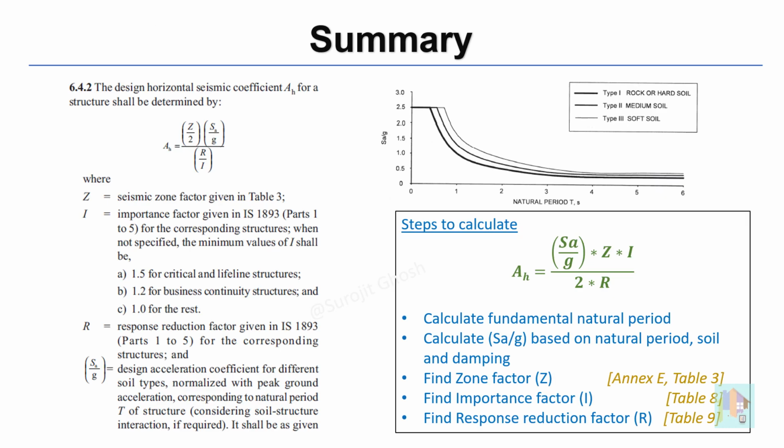To summarize, we can calculate the design horizontal acceleration coefficient AH as per clause 6.4.2. For that, peak response in terms of acceleration coefficient or Sa by g is calculated using fundamental natural period, soil condition and damping value. Then it is multiplied with the zone factor to consider peak ground acceleration of different area and an importance factor. This is the MCE level earthquake. Finally, this value is reduced using 2R, considering lower probability of return period and residual strength of the structure.